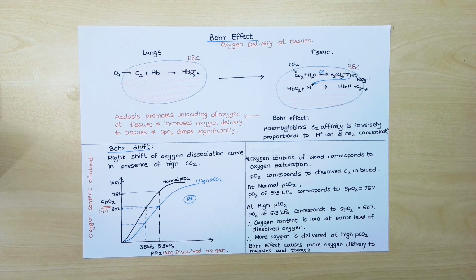So Bohr's effect causes more oxygen delivery to the muscles and tissues. In nutshell, acidosis promotes unloading of oxygen at tissues. It increases oxygen delivery to the tissues, and that's why saturation drops significantly.